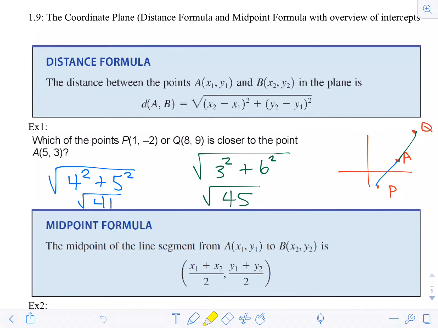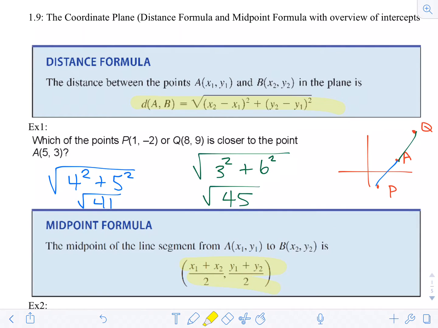1.9 is dealing with the distance formula and the midpoint formula. I know we dealt with these back in geometry, and they may even do them a little bit in algebra too, so hopefully this is a little bit of a review for you in pre-calculus. The distance formula and the midpoint formula are essentially two things that you guys can memorize. There's the distance and there's the midpoint.